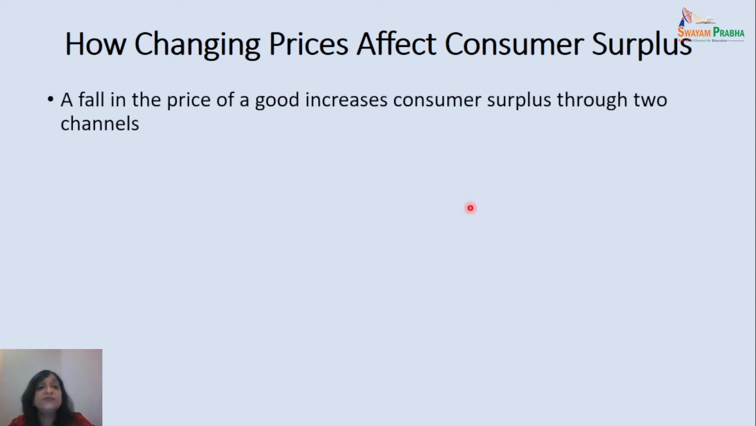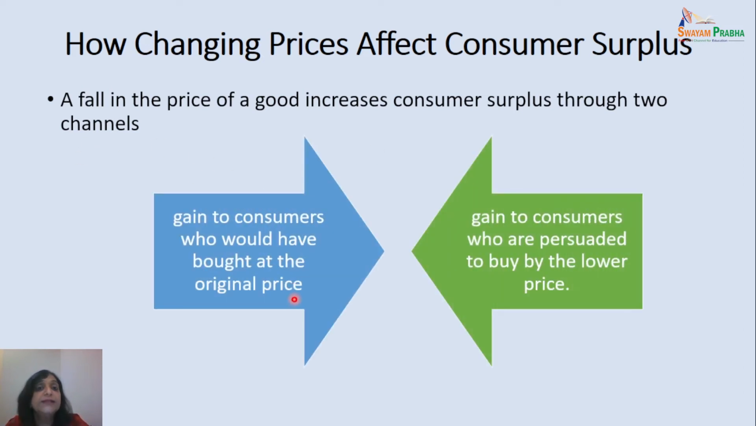Let us assume that the market price of a product falls. This would automatically mean that the consumer surplus will increase, because willingness to pay is already there, but earlier the market price was higher, now it has come down, so consumer surplus will increase. But it will increase through two channels. What are those two channels?